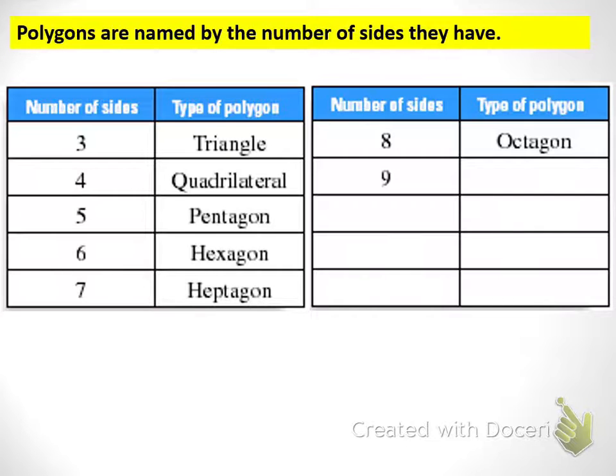9. Can anybody guess 9? It is a nonagon. Good job. Nonagon. Everyone should know 10 sides. Decagon. Why don't they have one for 2? A biogon.